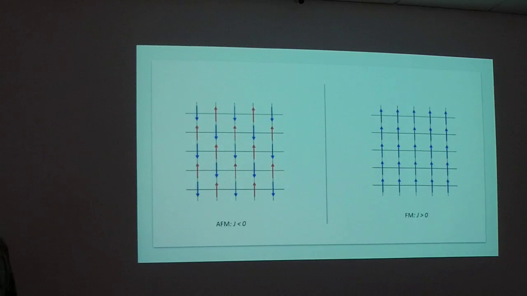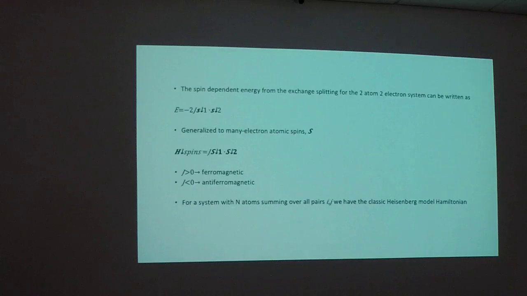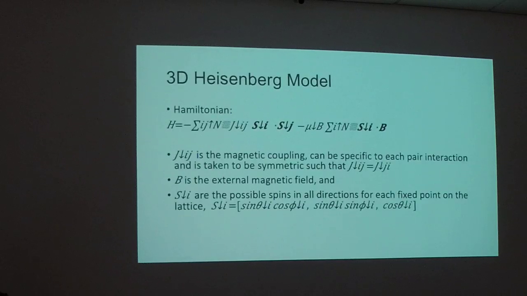And of course, the other condition is that they cannot occupy the same space, right? The fermions follow the exclusion rule. So if you have one space, you have one electron in there, right? Now, once you get that, we started with a two atom, two electron system, and that has that energy. And it was generalized to a many electron system, which is how we end up with our Heisenberg model, right?